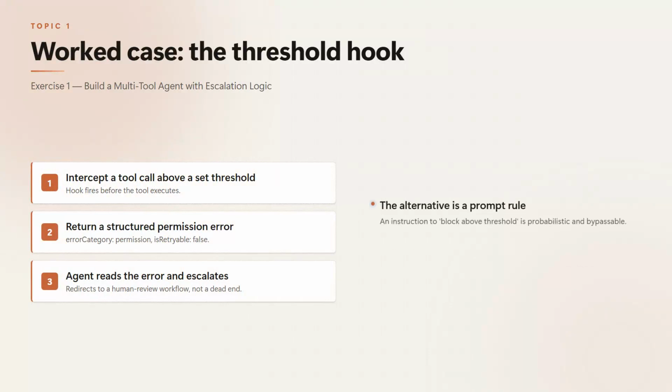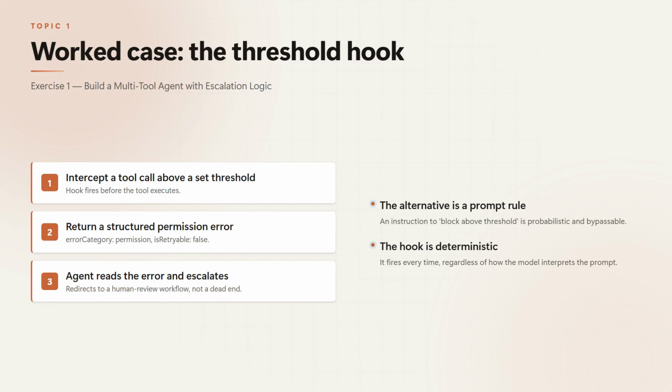Take the threshold hook. You intercept a tool call, say, a purchase above $10,000, before it executes. The hook returns a structured error: error category permission, retriable false, with a human-readable description. The agent reads that error and, because the category is permission and not transient, it does not retry. Instead, it escalates, redirecting to a human review workflow. The alternative is a prompt rule: do not process purchases above $10,000. That is probabilistic. The model might comply most of the time, but under pressure or with a clever user, it can be talked around. The hook cannot.